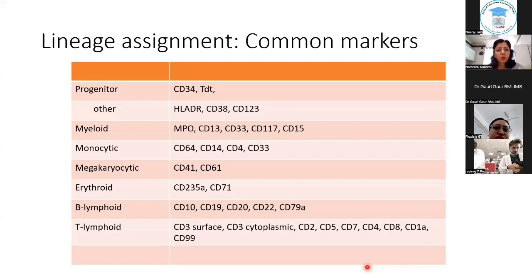For megakaryocytes, commonly used ones are CD41 and CD61. For erythroid, CD235a and CD71. For B lymphoid, CD19, CD10, CD20, CD22, and CD79a. And for T lymphoid cells, CD3, surface expression as well as cytoplasmic expression, CD2, 5, 7, 4, 8, 1a, CD99, and so on. So the marker list can be extensive, as I earlier said.